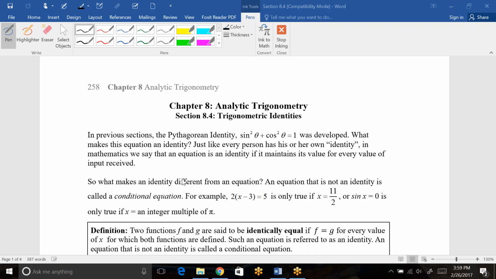So if there was something that was conditional, an equation just in general, something like 2 parentheses x minus 3 equals 5, that's only true if you actually distribute the 2 and solve for x, which ends up being 11 over 2. So if it's only true for specific pieces, like sine x equals 0, that's only true for certain values of x. So if we don't have the possibility of all solutions being true in an equation, then it's just a regular equation. But if every possible theta that you plug in is true for that specific situation, that's when you know you have an identity.